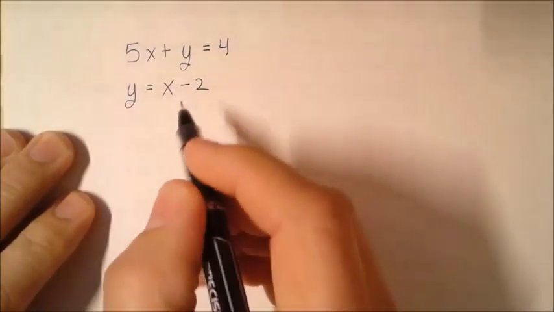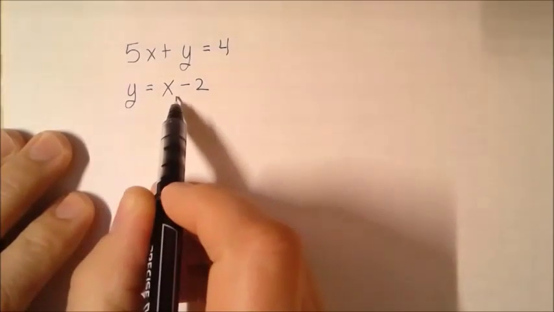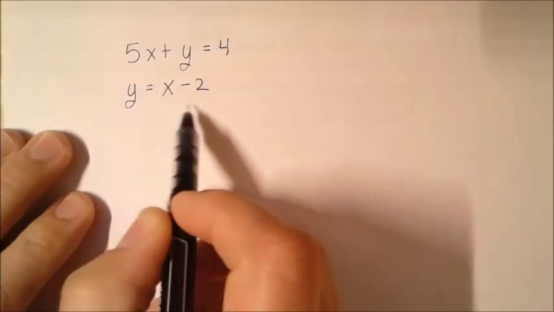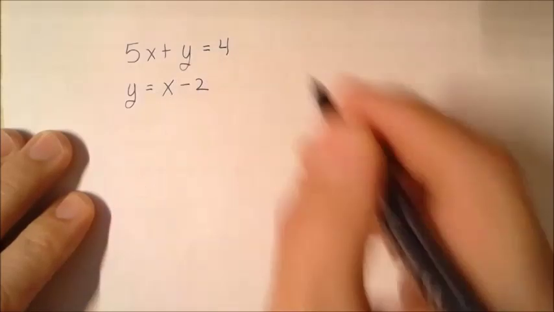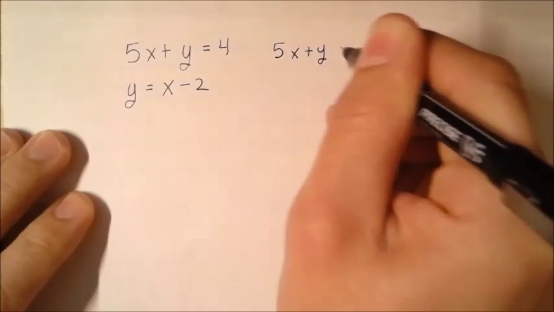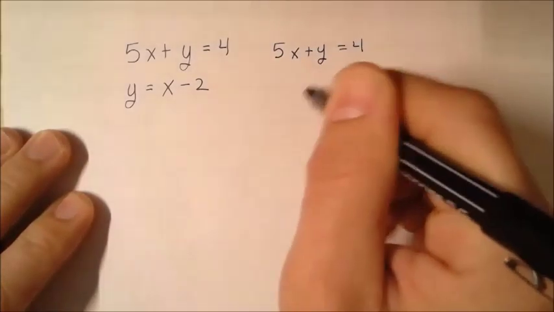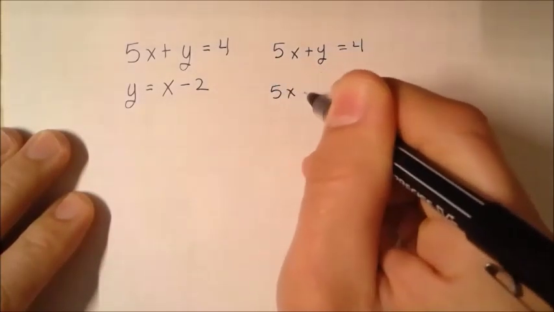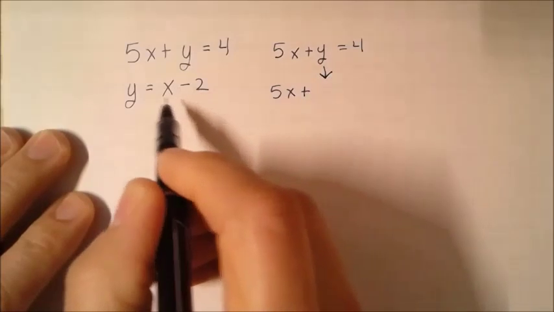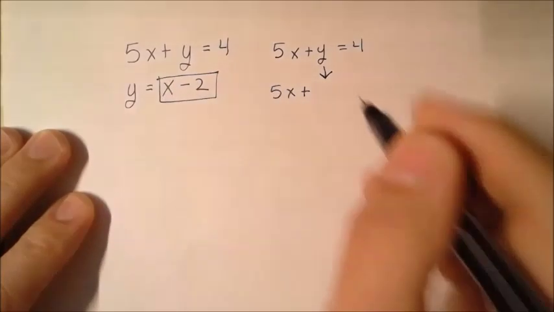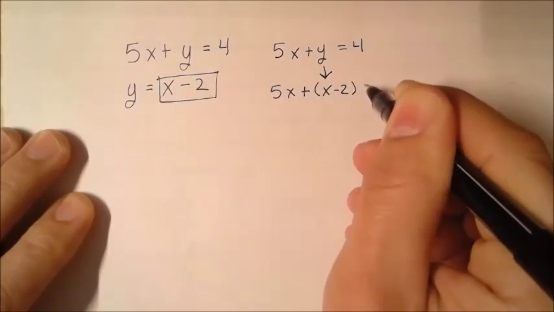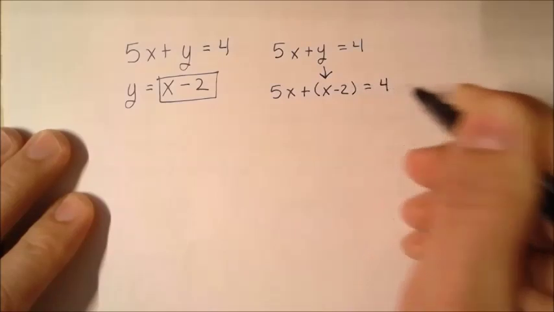In substitution, we're going to take the one that has been solved for y, and we're going to place the value of y in place of y. So let me show you what that looks like. For instance, we have 5x plus y equals 4. So I'm going to rewrite this as 5x plus, and instead of putting y, I'm going to actually put what y is equal to, which is x minus 2. That eliminates one of my variables so that I can go ahead and solve for x.